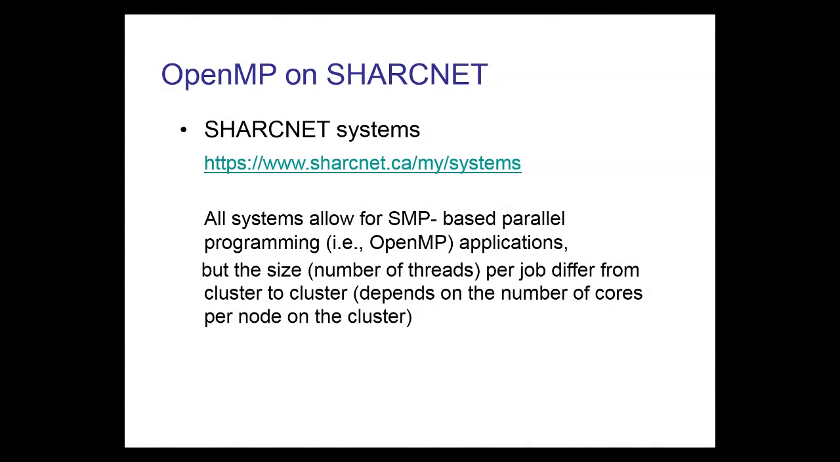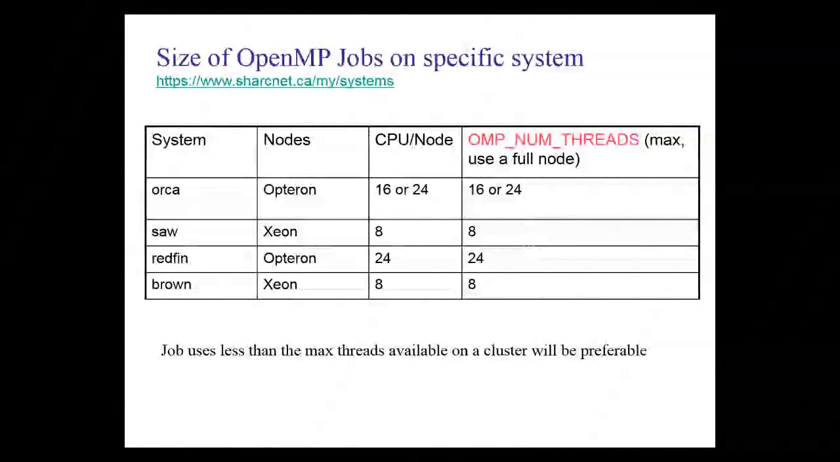When you run OpenMP code on SHARCNet systems, you need to have a basic knowledge of what type of cluster it is, and make sure you run it right, because OpenMP code is always supposed to run on one node. How many threads you can use depends on how many cores the node has. If a node doesn't have that many cores for you, your code is not going to run well.